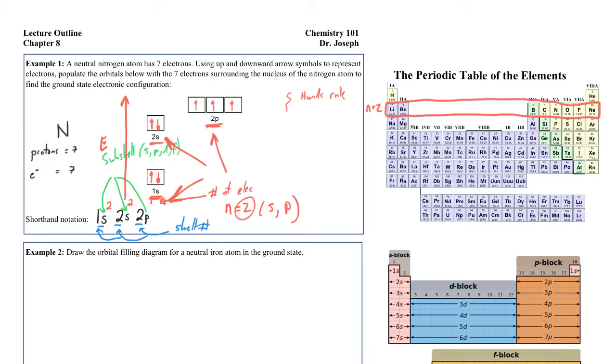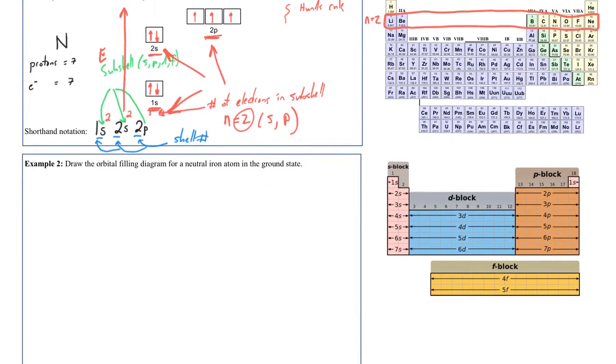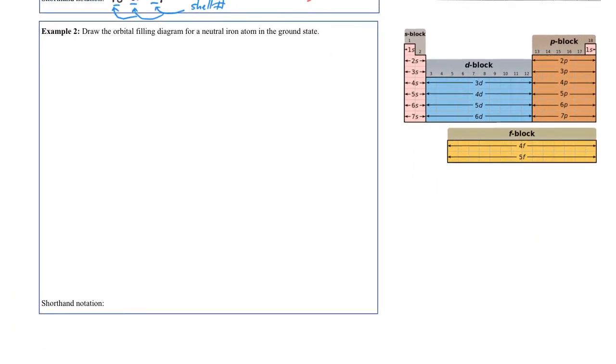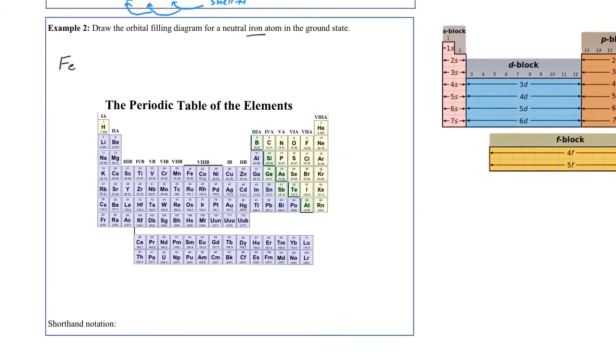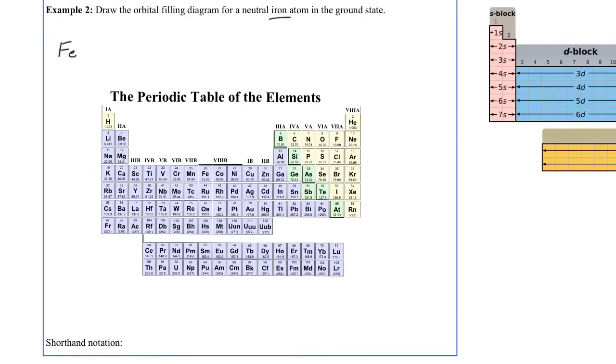What we're going to do next is look at an orbital filling diagram for an iron atom. So you might want to actually see if you can come up with this one yourself. I'm going to do it here now, but go ahead and give it a shot if you think you can come up with this. Okay, so the first thing we're going to do is figure out how many electrons this neutral iron is going to have. Iron is element 26. That means iron has 26 protons. And if it's neutral, that means it will also have 26 electrons.